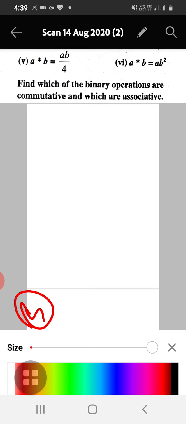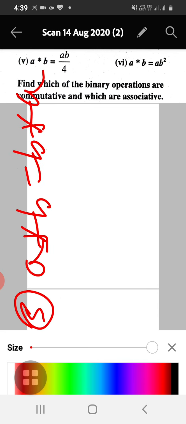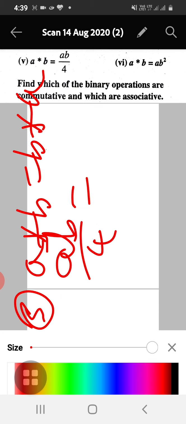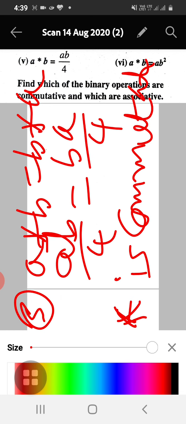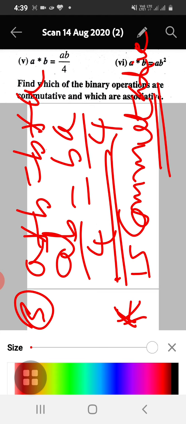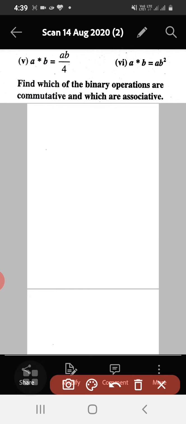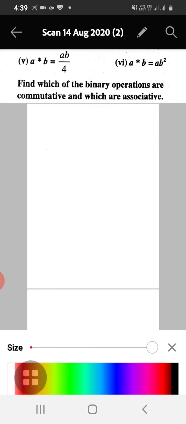Commutative property means a star b should be equal to what? b star a. So a star b is ab by 4, b star a is ba by 4. Therefore star is commutative, so you can write the spelling correctly. a star b is equal to b star a, star is commutative. Let us quickly check the associative property. Associative property means (a star b) star c is equal to a star (b star c).